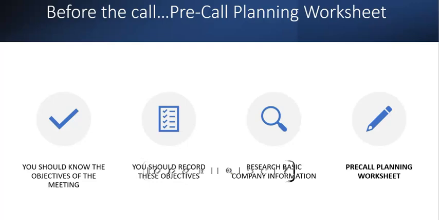You want to know who their customers are. You want to know who their competition is. You want to see if they already have a current supplier, all of those things. So again, that's that research piece. You want to jot down what the objectives of your call are.